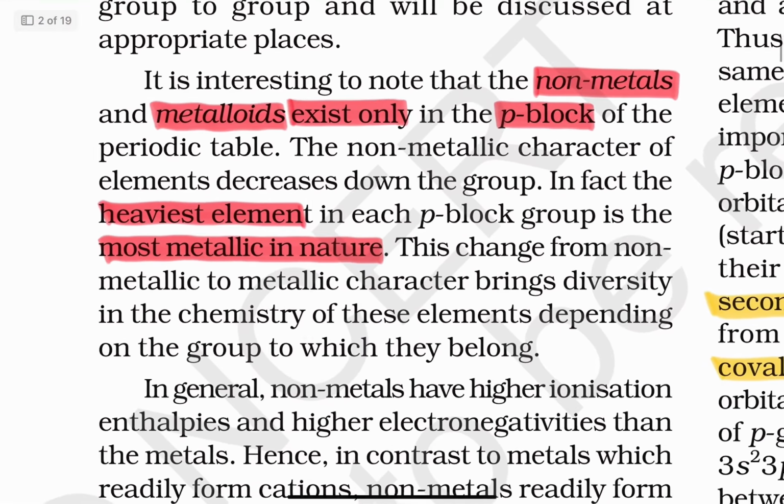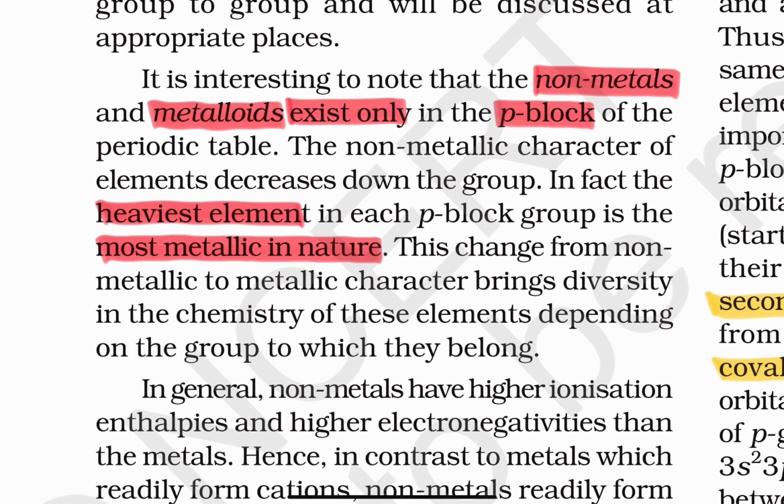Then, it is interesting to note that the non-metals and metalloids exist only in the p block of the periodic table. This is actually a wrong statement, because in all the groups it mentions aluminum is a metal, like that it is mentioned. So metals, non-metals, metalloids are there, but this should be corrected. There are some mistakes in NCERT also. Plenty of mistakes are there. We'll check one by one all those.